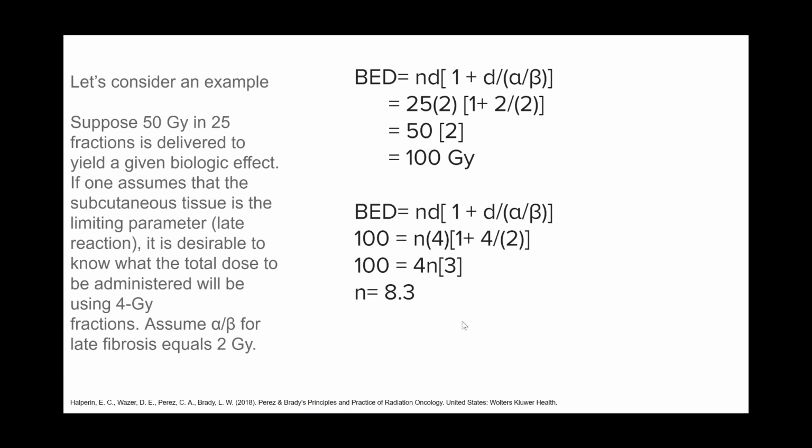Now, obviously, it cannot be 8.3. It will either be 8 or 9. So, we stay on the safer side. We treat the patient to 32 gray in 8 fractions. So, this is a very crude example, but such clinical scenarios we do come across during our practice. So, this becomes a very handy and a very simple formula to help us calculate.